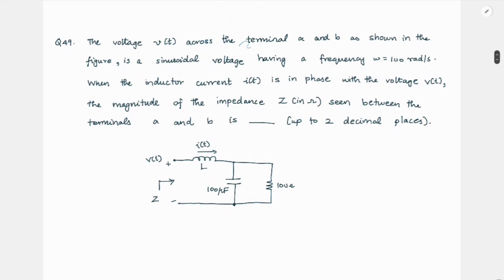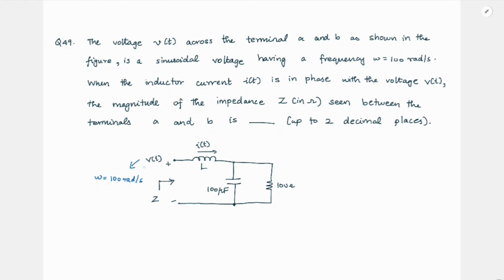So the voltage v(t) across the terminals A and B as shown in the figure is a sinusoidal voltage having a frequency omega equal to 100 radian per second. And when the inductor current i(t) is in phase with the voltage v(t), the magnitude of impedance Z seen between the terminals A and B is dash.